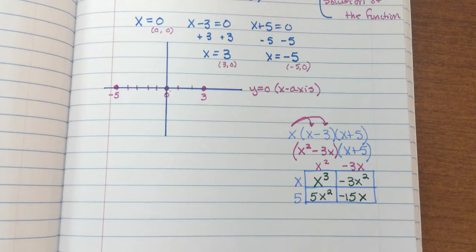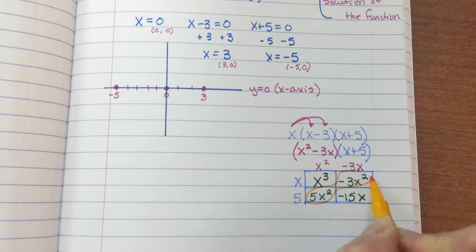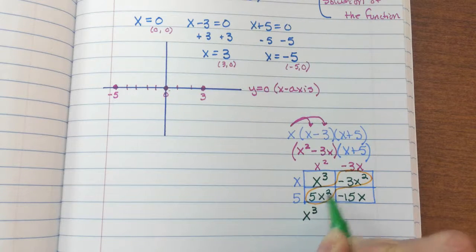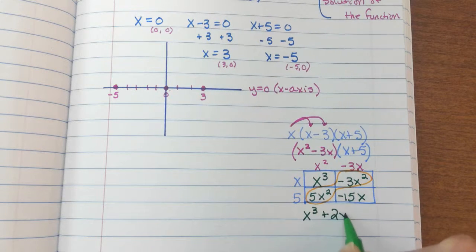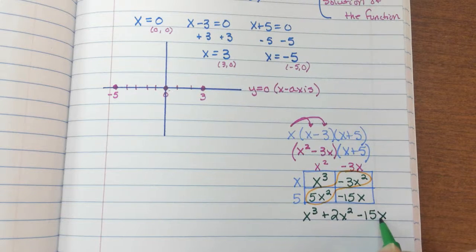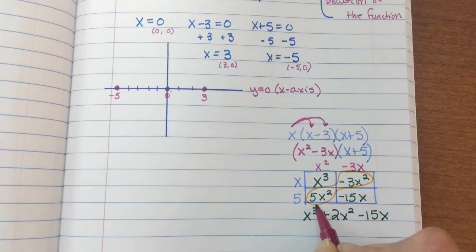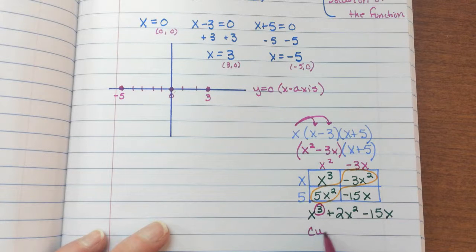So again, for those of you who've been multiplying using this method, there is my peanut of math. Those are actually like terms. So I'm going to write down my first term, which is x cubed. I'm going to combine my like terms: 5x squared minus 3x squared gives me a plus 2x squared. And then I have a minus 15x. So we can see that the highest degree is 3. So this here is a cubic.